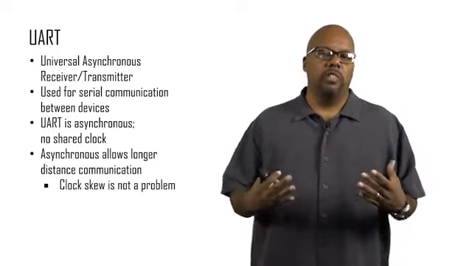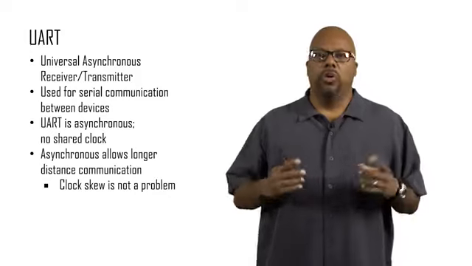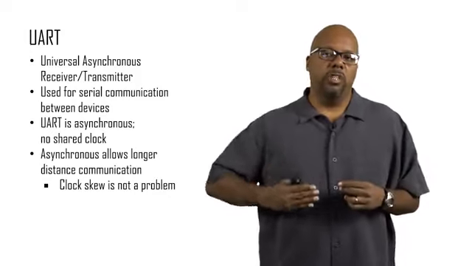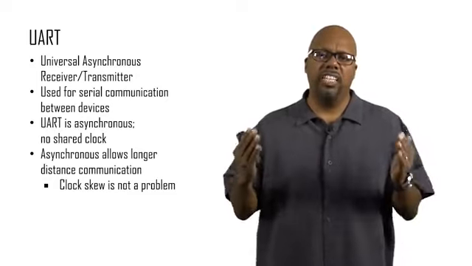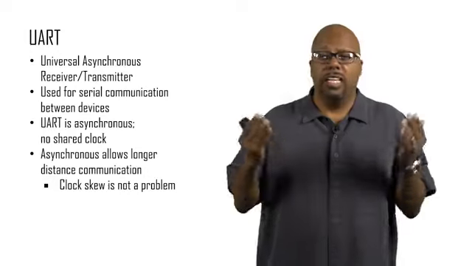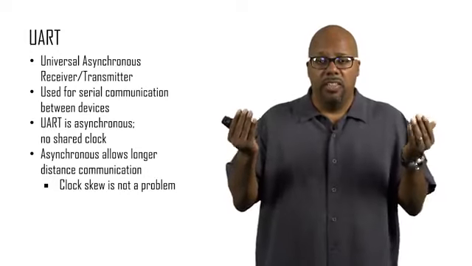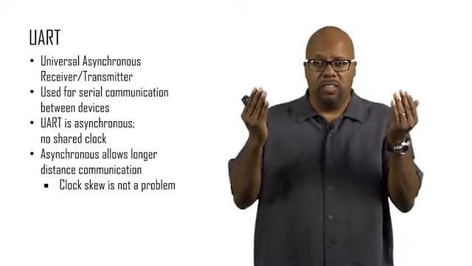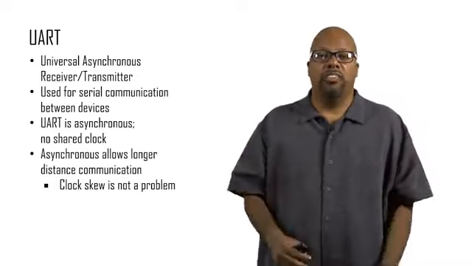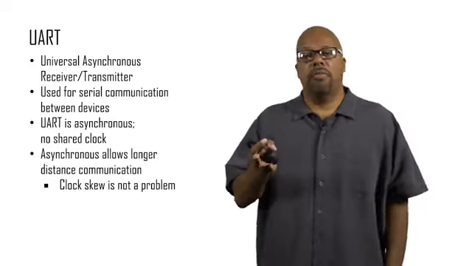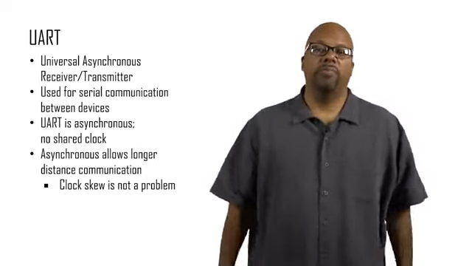So skew is basically, like I said, that in a synchronous system, all the components receiving a clock have to receive the clock edge at the same instant. But they never receive it at exactly the same instant. There's always a little bit of difference in the time when they receive it, and that difference is called clock skew. And you want to minimize clock skew, but clock skew isn't such a problem with UART because it doesn't have a clock.